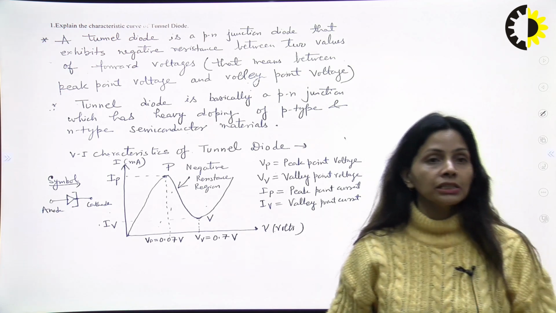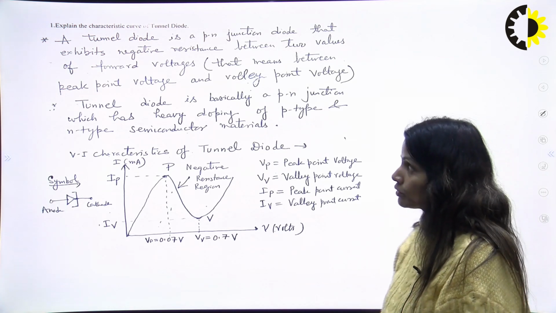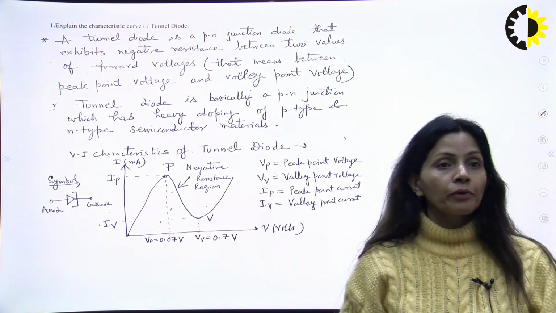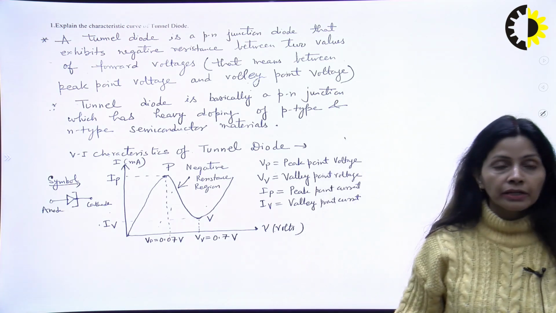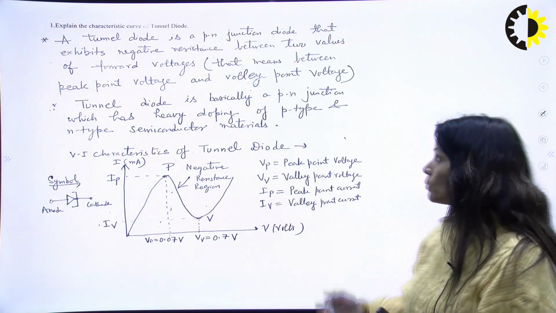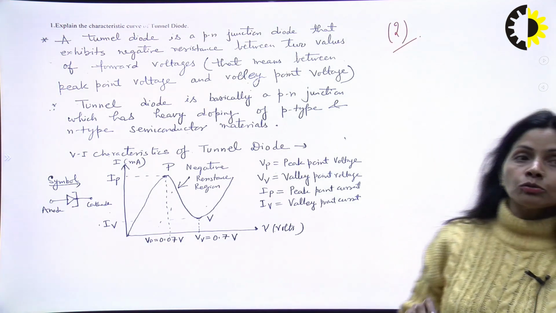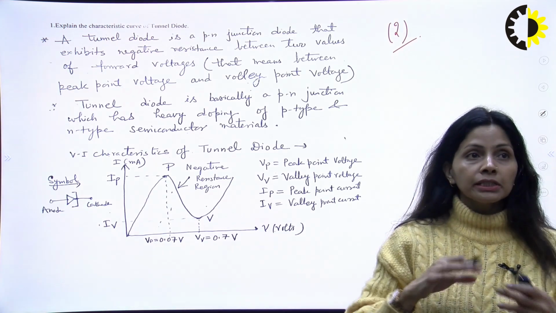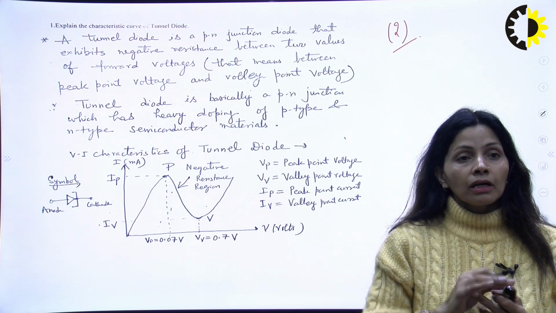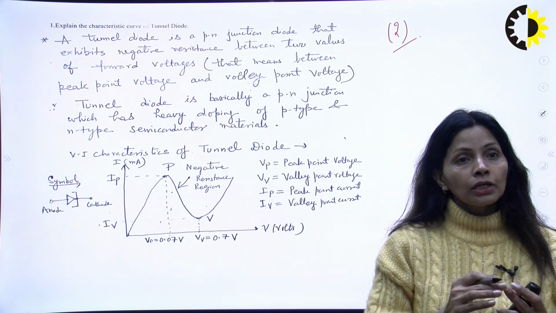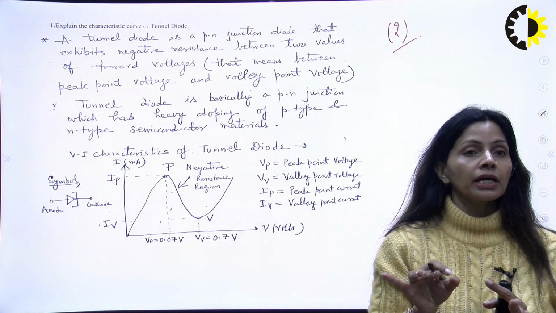The first question is, explain the characteristics of tunnel diode. It's an important question, and this question can come in your examination, right? So this is a 2-mark question. So you have to write all the importance. See, tunnel diode is a large topic, okay, but you have to answer it in only 2 parts. So you will cover only the most important points regarding the tunnel diode.